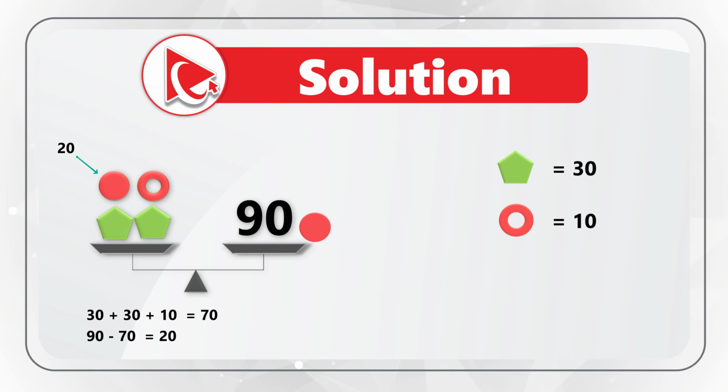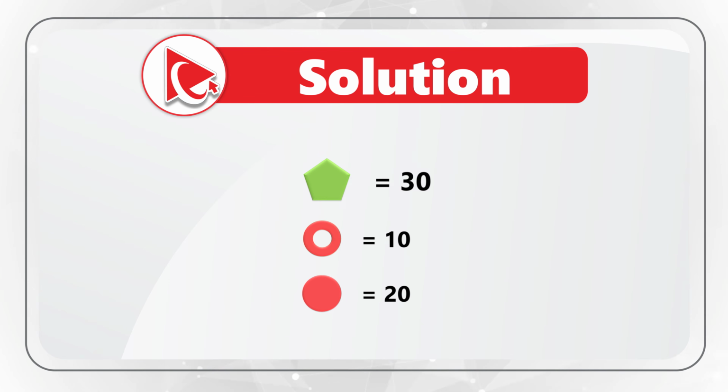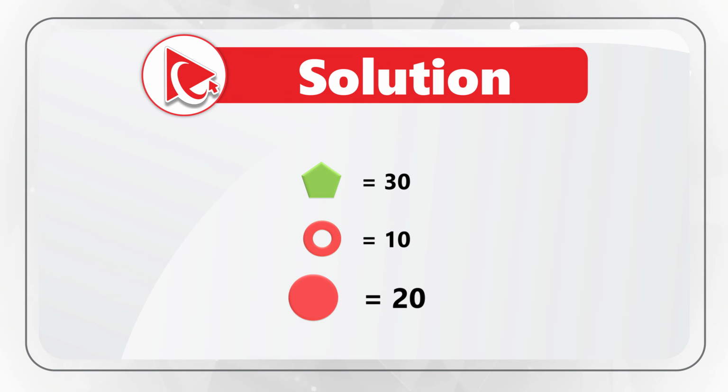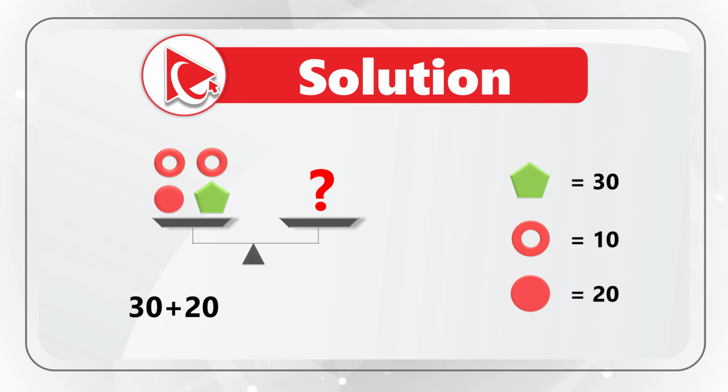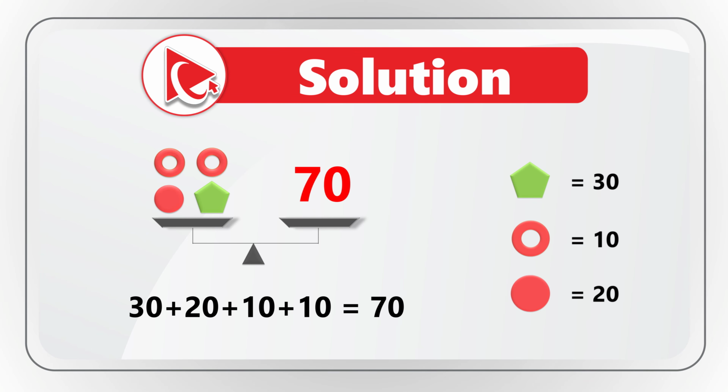Now we know the values of all the shapes. Pentagon equals 30, bagel equals 10, and then circle equals 20, and we can calculate the missing number. 30 plus 20 plus 10 plus 10 equals 70. Which means the correct answer is choice C, 70.